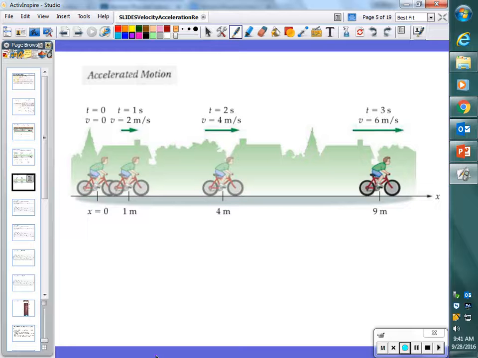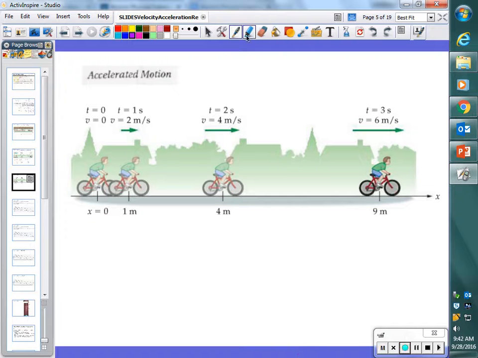As an object is accelerating, how far does it go while it's accelerating? Does it make sense that because he's speeding up, each second that goes by, he keeps going further? Are we okay with that, at least conceptually? That if he's going faster, if we look at how far he goes each time, he's going to keep going farther because he's going faster. Good? All right. Well, let's talk about how far he actually goes.